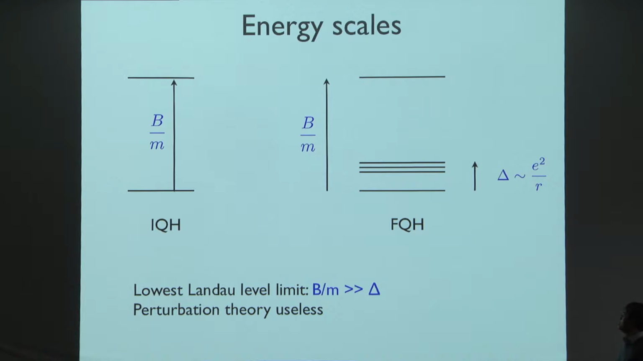One can take the limit when B divided by m is much larger than delta. As a theorist, for example, one can think about taking m to 0. Then all the low energy physics will not depend on the higher Landau levels. We can concentrate our attention only on the energy scale that is delta. In this case, the perturbation theory would be useless because there is no kinetic energy. Everything comes from the potential energy.